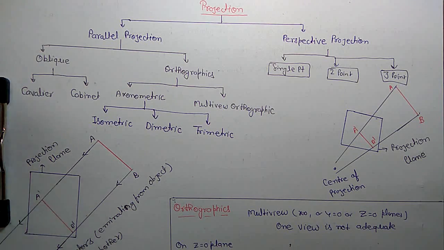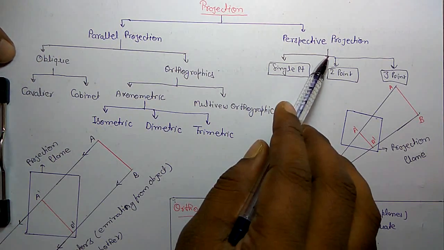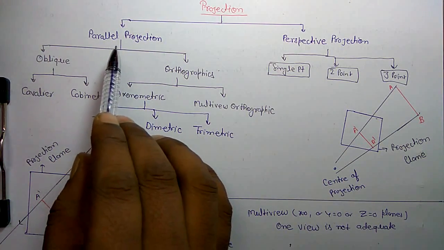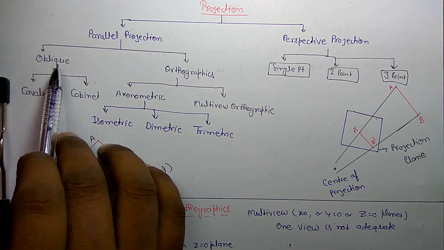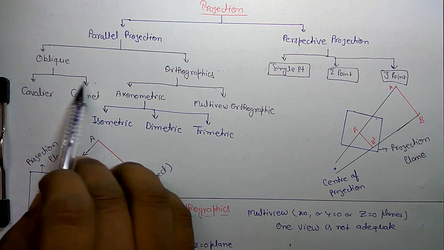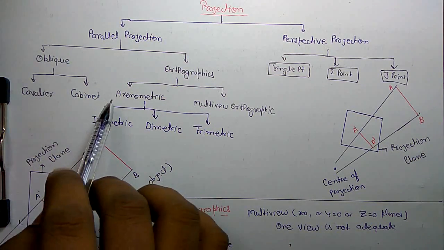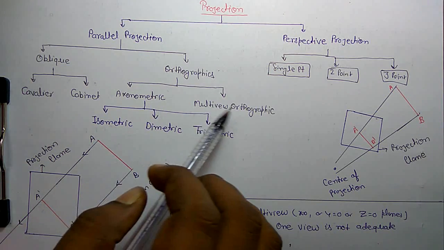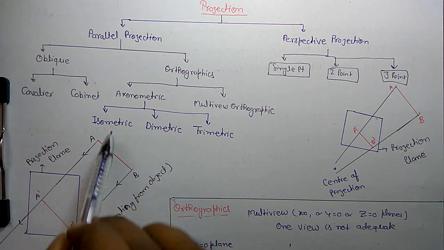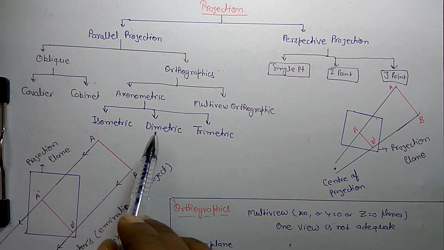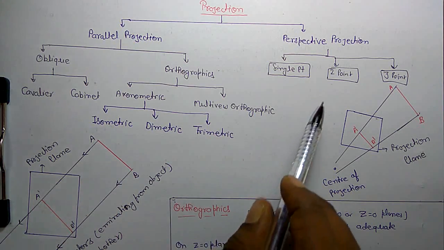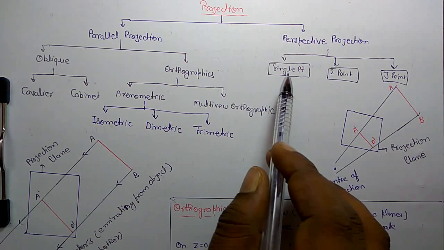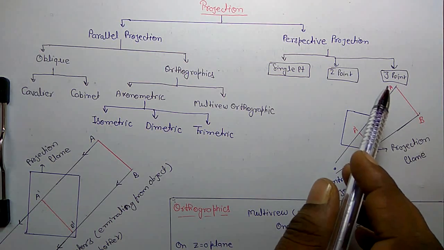There are two types of projection: parallel projection and perspective projection. Parallel projection has two parts, oblique and orthographic. Oblique has cavalier and cabinet. Orthographic has axonometric and multigraphic. And axonometric has isometric, dimetric and trimetric. While perspective projection has single point, 2-point and 3-point projection.